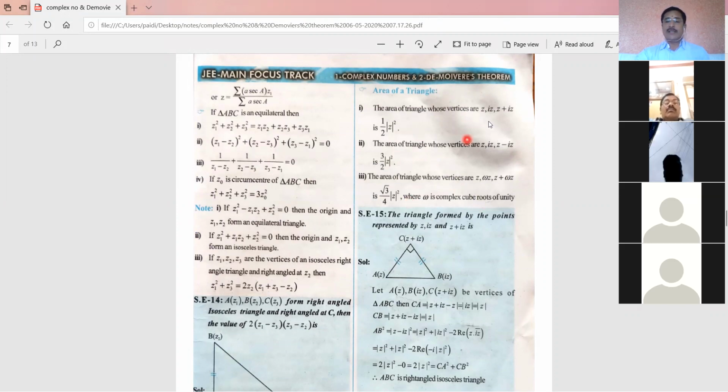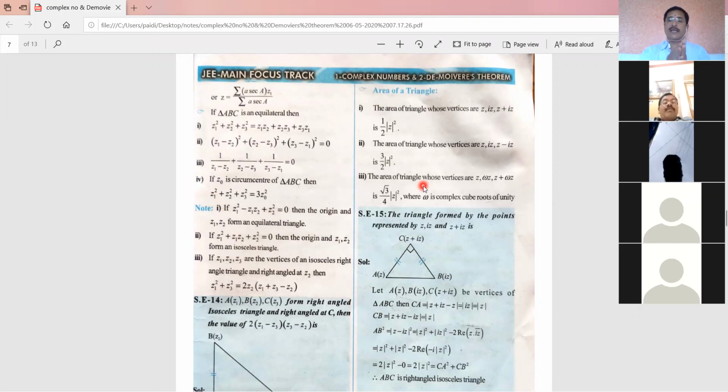If the three complex numbers z, iz, z plus iz form a triangle, then the area of the triangle so formed is equal to 1 by 2 mod z whole square. You can verify these three formulas by using the area of triangle formula in coordinate geometry. What is the formula we have in coordinate geometry for area of triangle? Half into modulus of x1 into (y2 minus y3) plus x2 into (y3 minus y1) and so on, that formula. If we apply that formula here, this can be verified and proved.